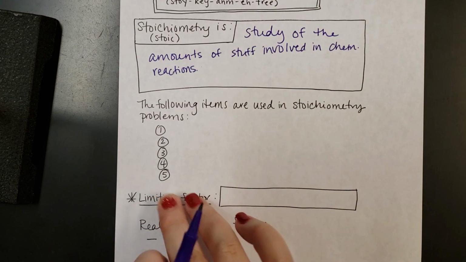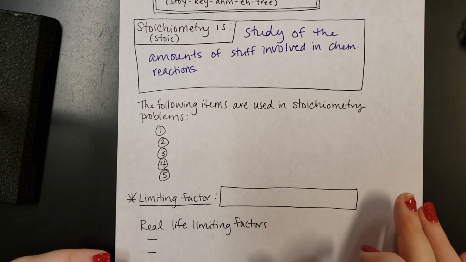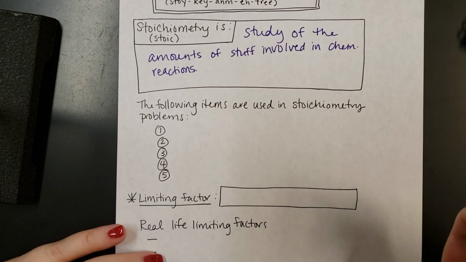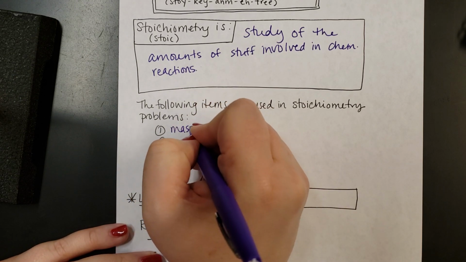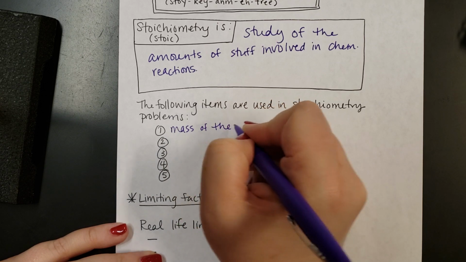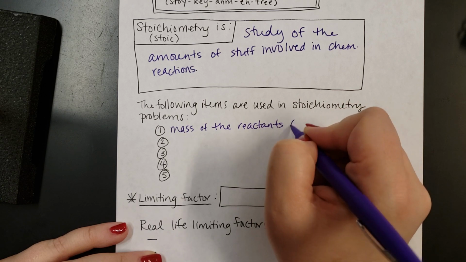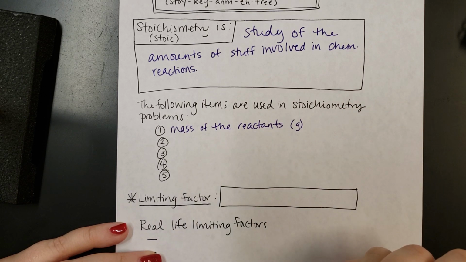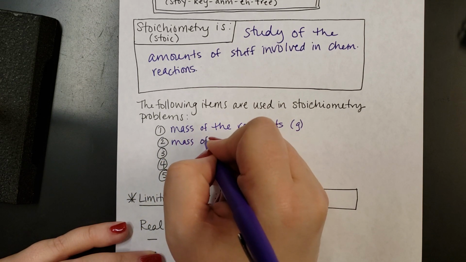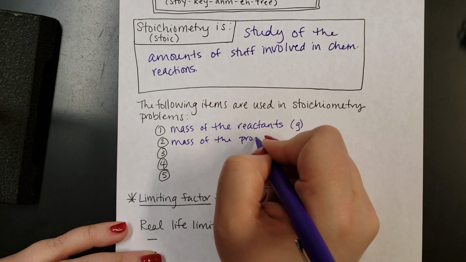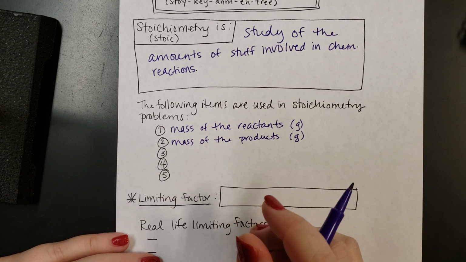Okay, so there are 5 things that are used or referenced in stoichiometry problems. The mass of the reactants. So you're going to, A, need to know what the reactants are, and B, how to mass them, and that's going to be in grams usually. Then also the mass of the products. So you'll need to know what the products are, and this usually is also in grams.